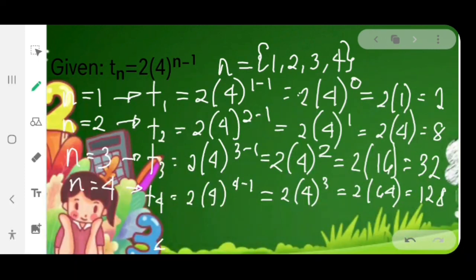128. So the first 4 terms of the geometric sequence defined by the general term t sub n equals 2 times 4 raised to n minus 1 are 2, 8, 32, and 128.